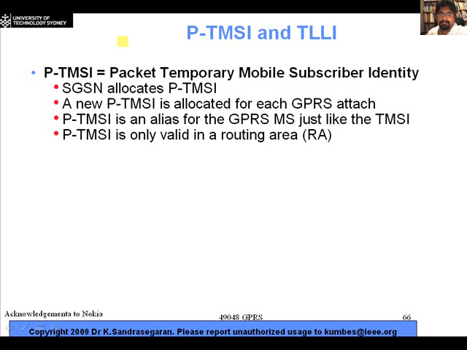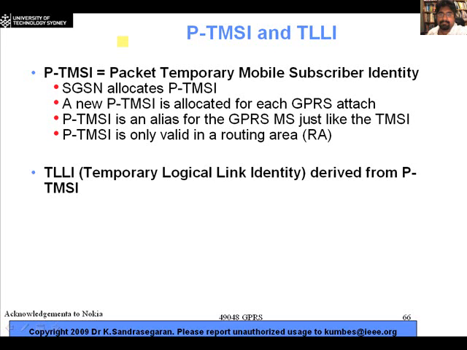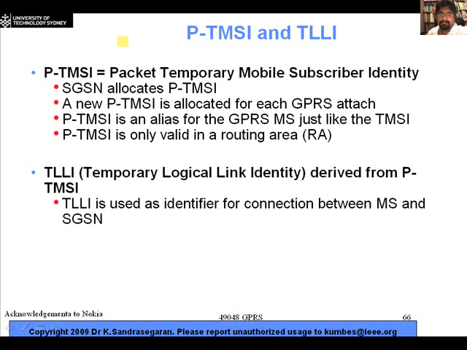The other thing about the PTMSI is that it's only valid in one routing area. So when you move from one routing area into another routing area, you get allocated a new PTMSI by the SGSN. You also have something called TLLI, which is derived from the PTMSI, and it is a means of identifying a connection between a mobile station and a SGSN.